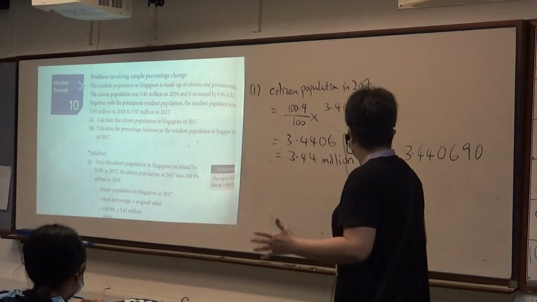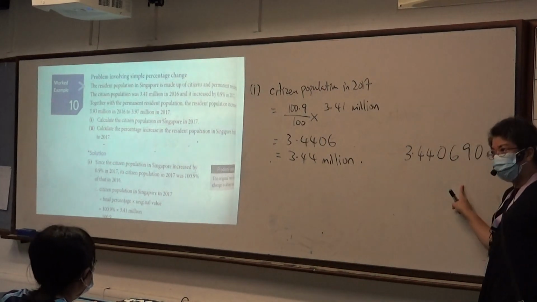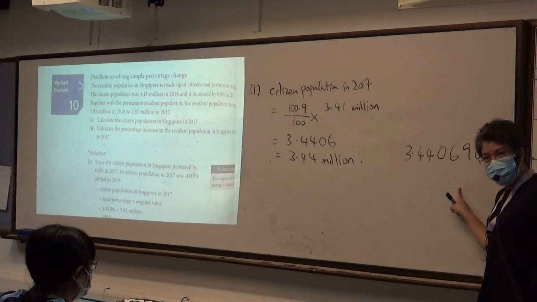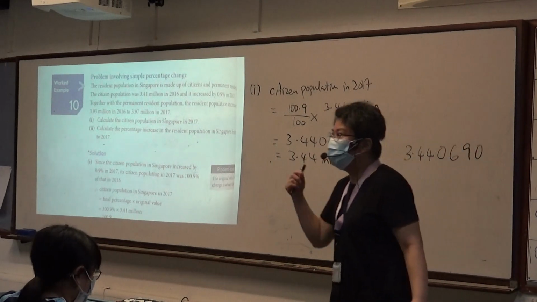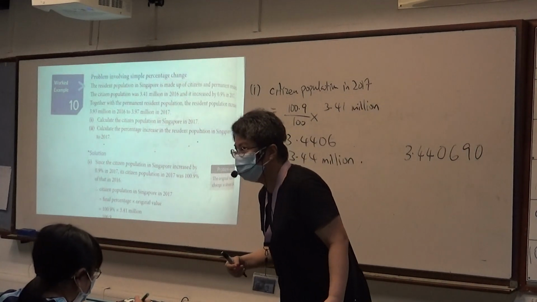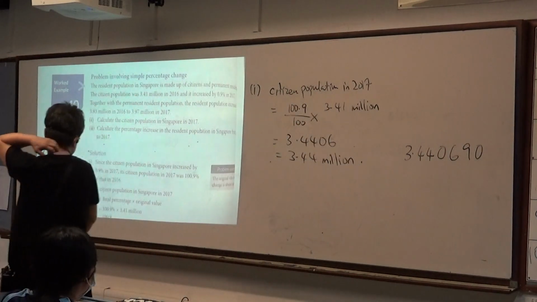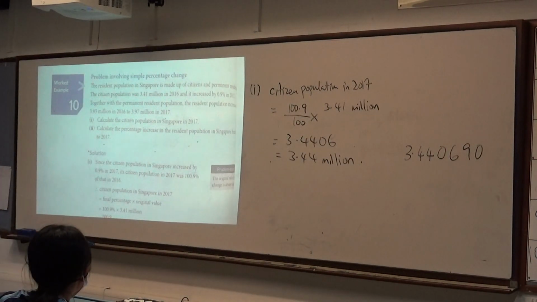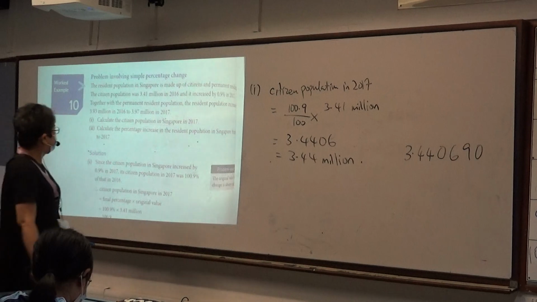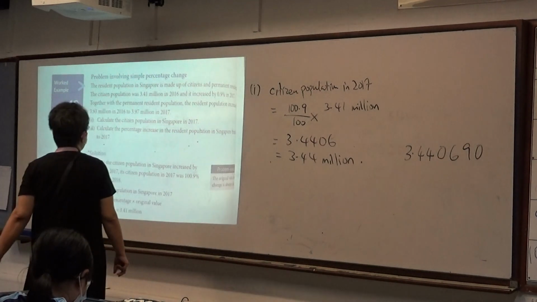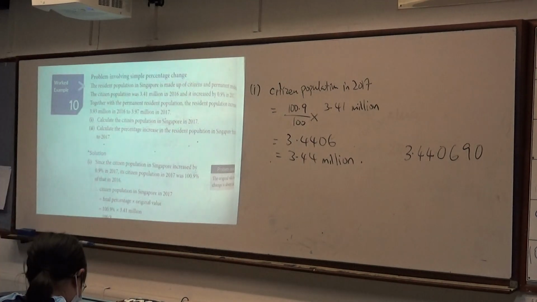What's the meaning of truncate? Truncate means chop off. Understand? Final answer must be what? Rounded off. Everybody clear? Okay, now next part. Calculate the percentage increase in resident population in Singapore from 2016 to 2017.